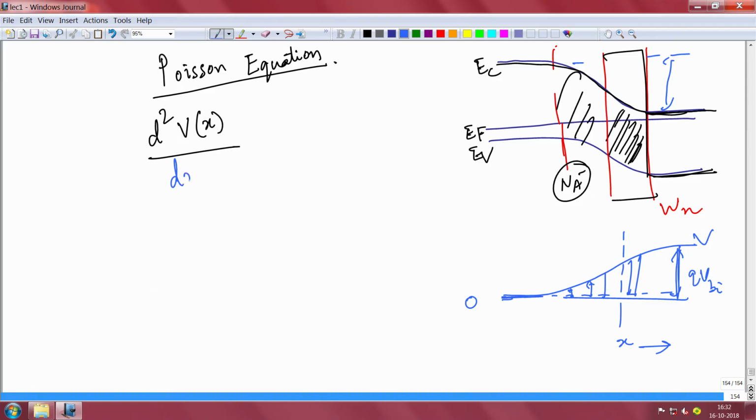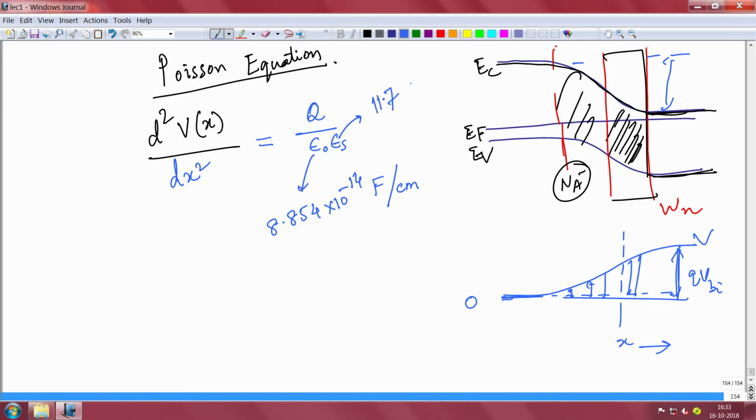So, the second derivative of the potential is equal to total charge by epsilon naught epsilon s. Epsilon naught is the dielectric constant of vacuum, which is 8.854 into 10 to the power minus 14 farad per centimeter. This is the free space dielectric constant, and epsilon s is the dielectric constant of the material. For example, in silicon this is 11.7.